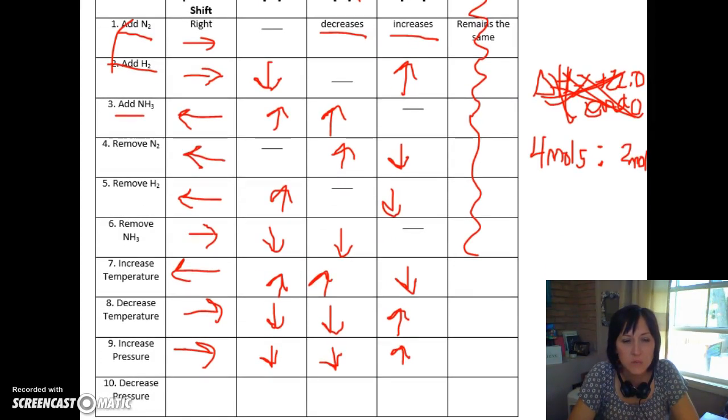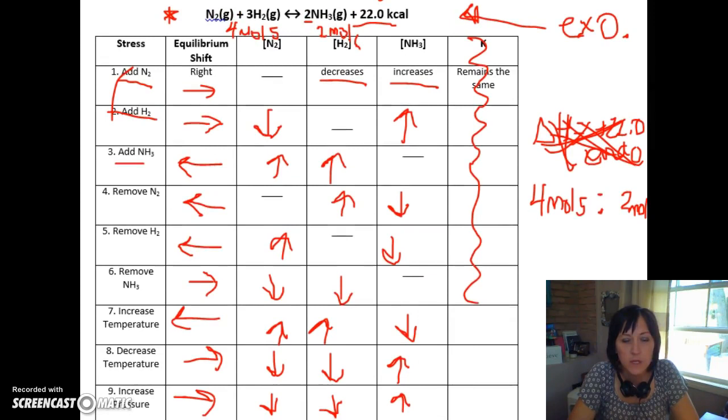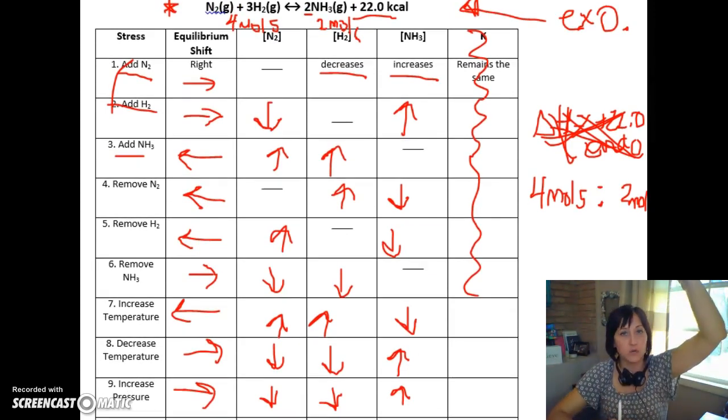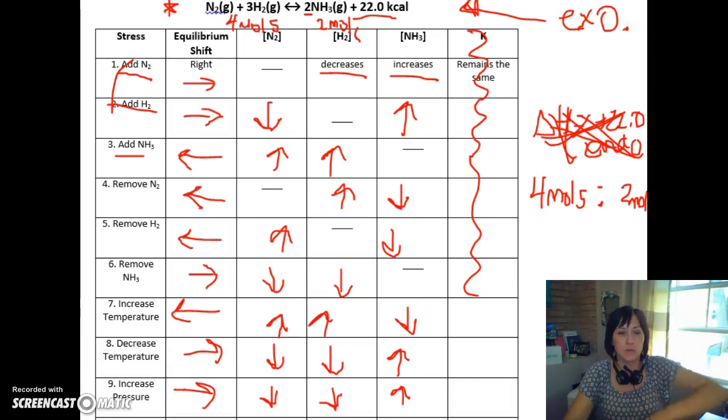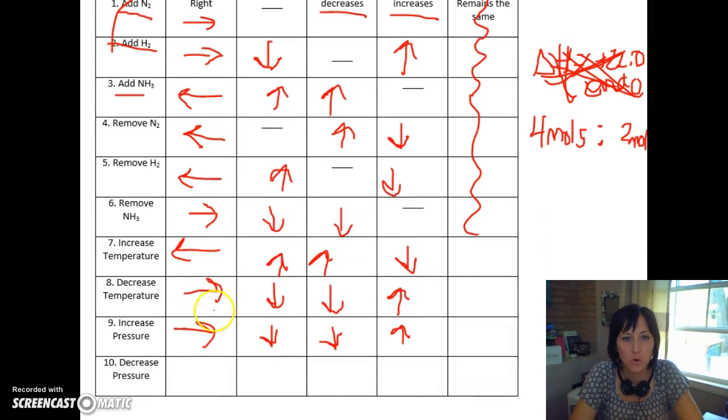And then the last one, decrease pressure. If we decrease pressure, we're increasing volume. So we're going to shift towards the bigger number of moles, right? We'd have a shift towards the reactants because there's 4 of those. So decrease pressure, we'd shift towards the reactants. We'd have an increase in reactants and a decrease in products.